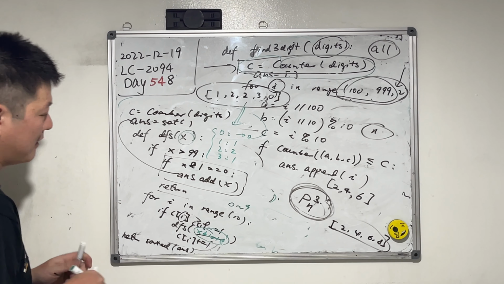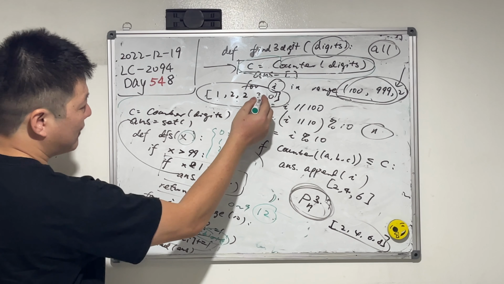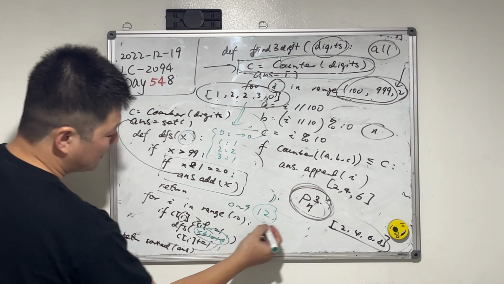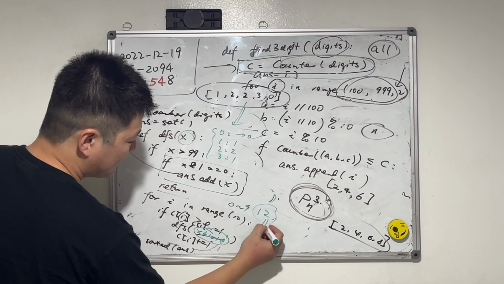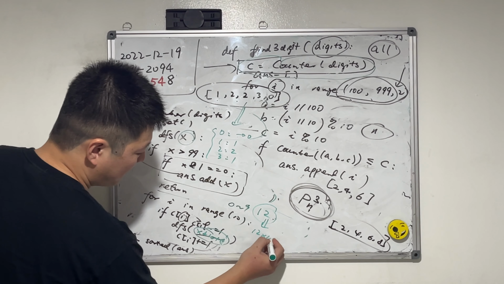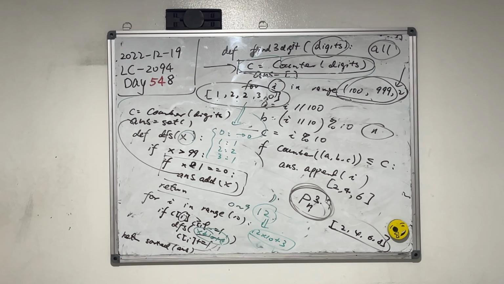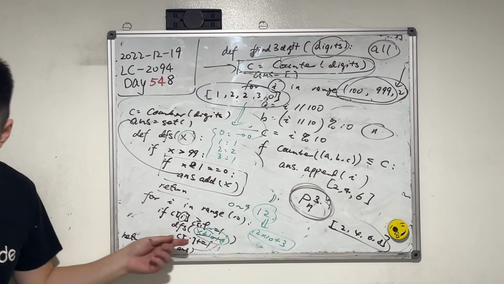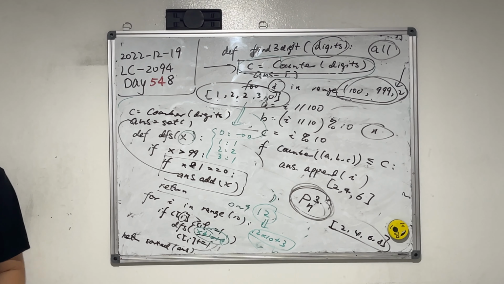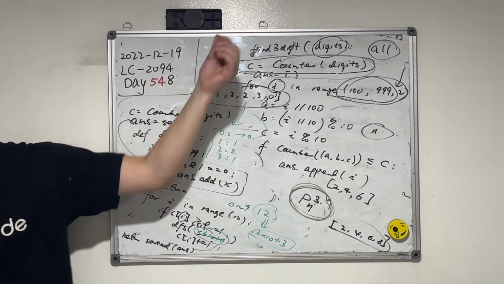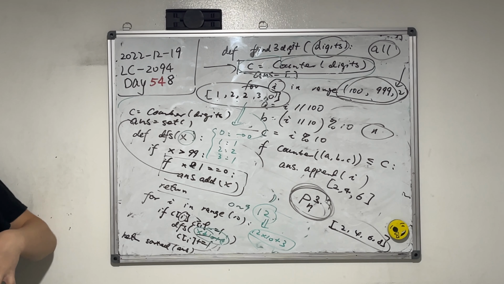So what does it mean? If the current number is 1, 2, and I'm taking another digit 3, so i equals 3, what's x? 1, 2 times 10 plus 3 becomes 1, 2, 3. And after we do this recursion, we have to give the digit i back. Make sense? We talked about the maze problem, remember? We mark it and we need to unmark it.